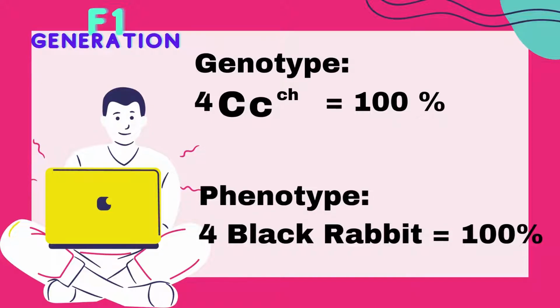Bakit black ang binanggit ko? Dahil kapag capital letter ang ginagamit or nakikita, siya ang dominant trait. Bakit heterozygous naman ang binanggit ko? Dahil ang gene ay combination ng capital letter at small letters. So, the phenotype is black rabbit. Again, ang genotype ay letters, ang phenotype ay appearance.